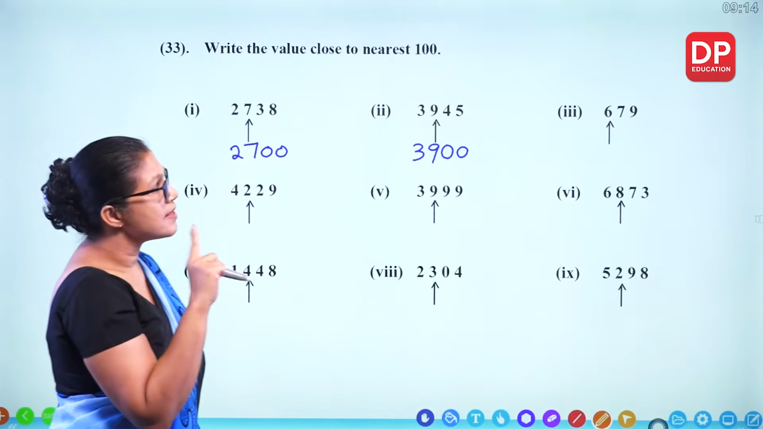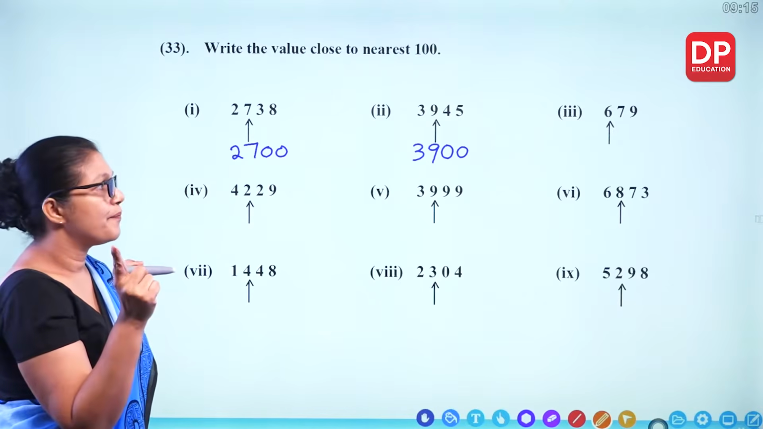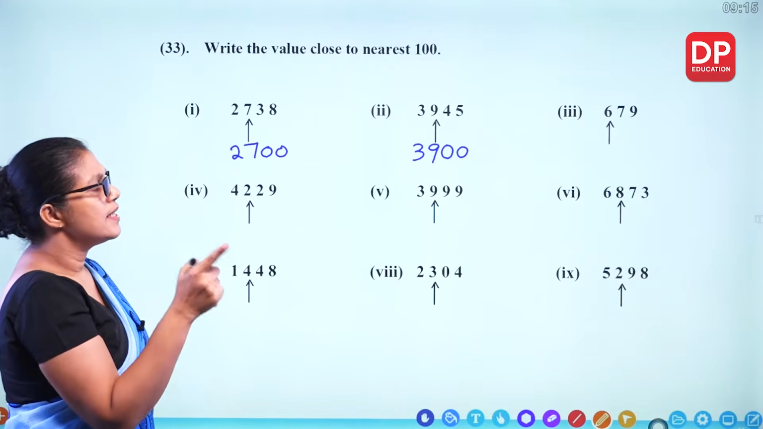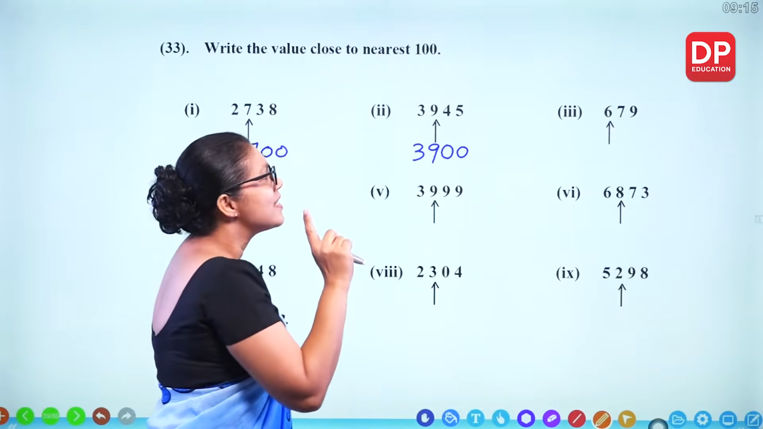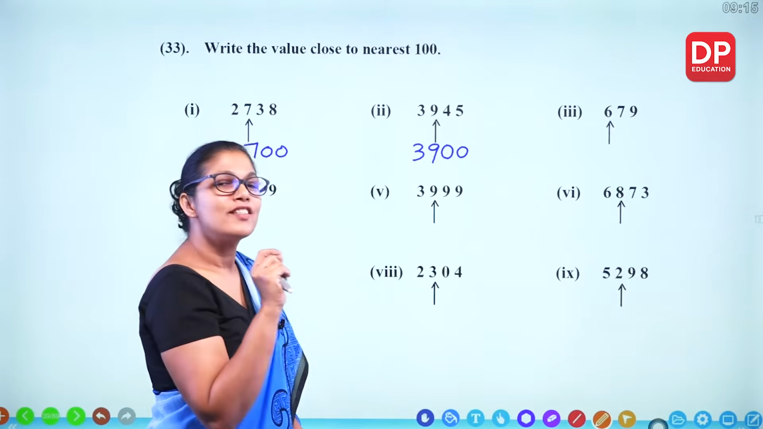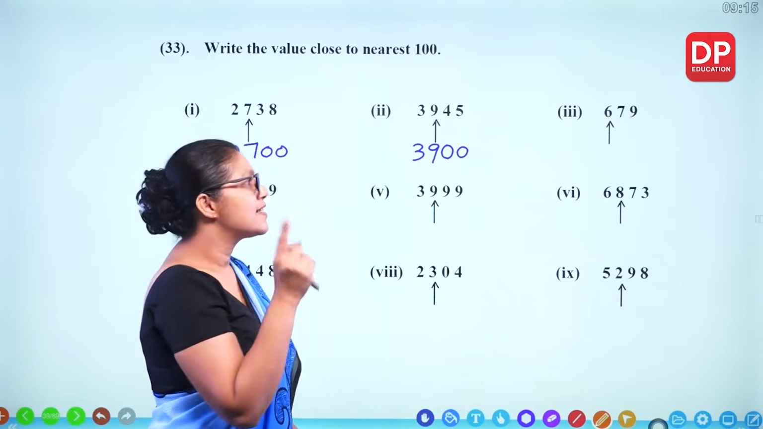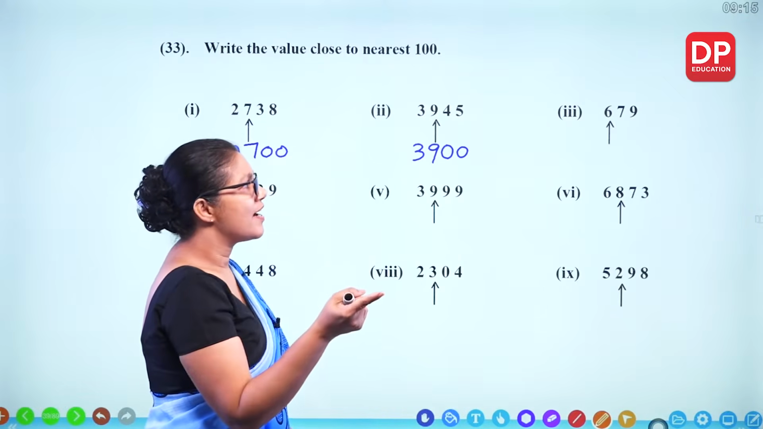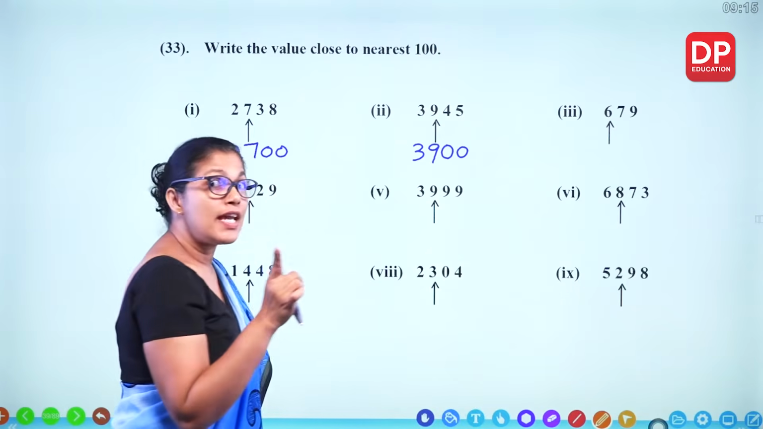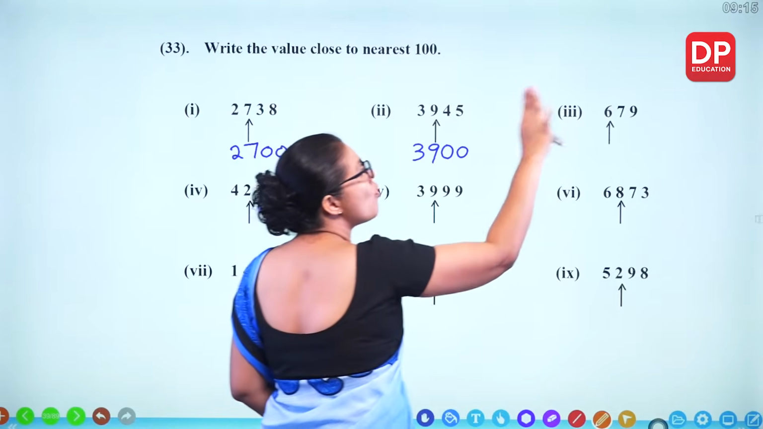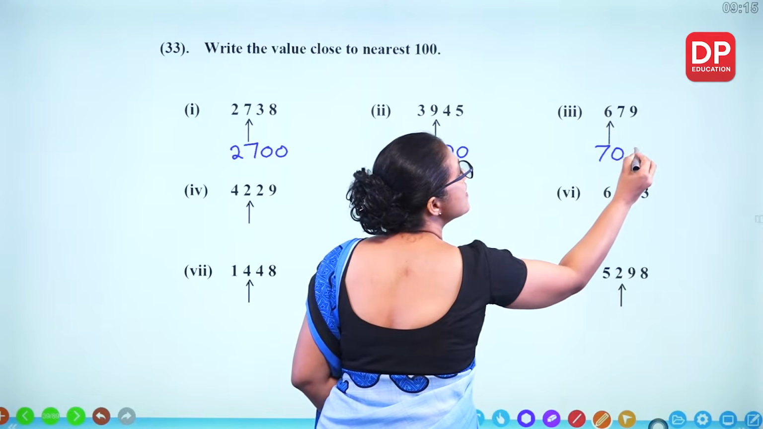This one, 679. What are the two possible values? 700 and 800. Take this one, 679. So what are the two possible values? 600 and 700. So which one is the closest? 650 is the midway. So this is more than midway. So this is 700.